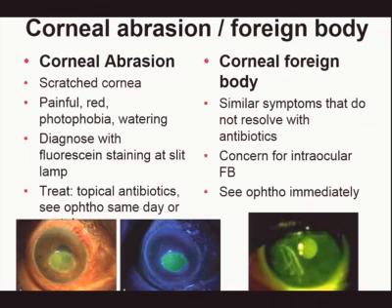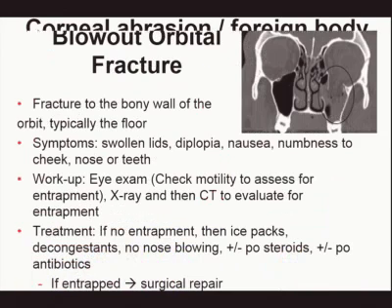A corneal foreign body is going to have similar symptoms, but it's not going to resolve with an antibiotic. If you can see linear streaks with the fluorescein, that's a foreign body stuck under the eyelid that's scraping the cornea every time they blink. So that needs to be removed.